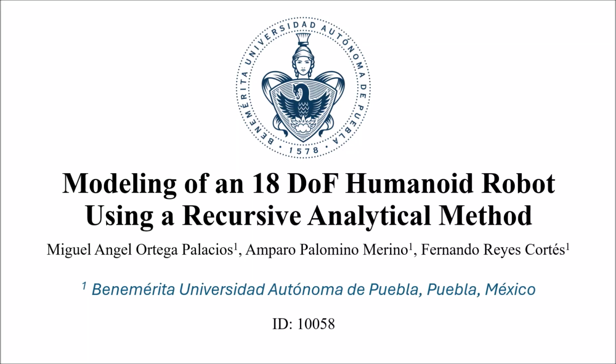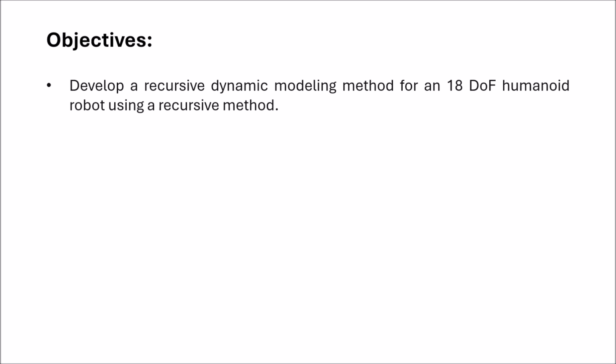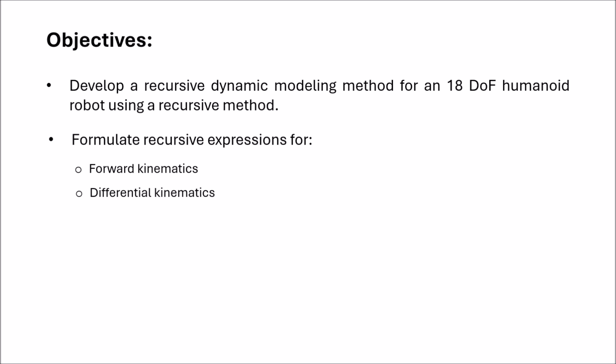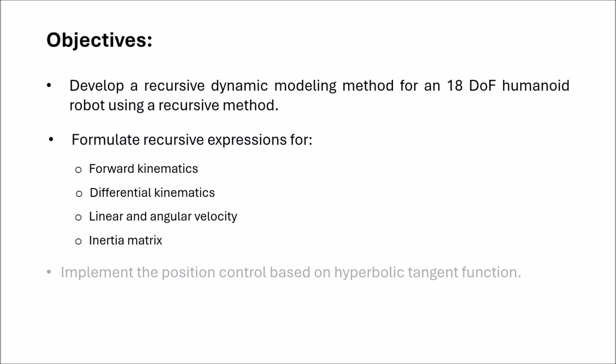This article is titled Modeling of an 18 degrees of freedom humanoid robot using recursive analytical method. The objectives are: develop a recursive dynamic modeling method for an 18 degrees of freedom humanoid robot. Formulate recursive expressions for forward kinematics, differential kinematics, linear and angular velocity, and inertia matrix.